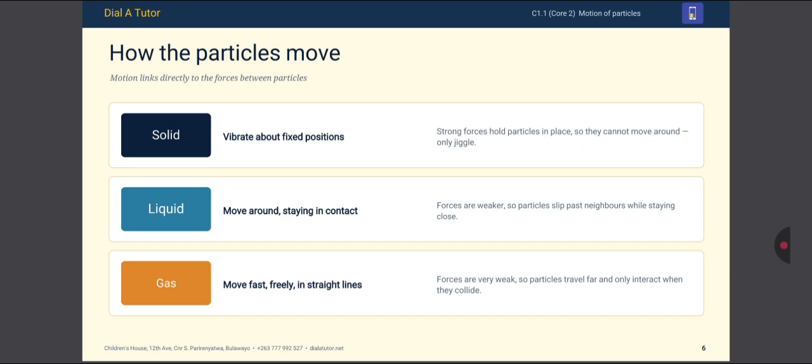Vibrate about fixed position. Why? You need to be in a position to give a reason as to why they vibrate about fixed position. Strong forces hold particles in place, so they cannot move around, only jiggle. Liquid forces are weaker, so particles slip past neighbors while staying close. And gas forces are very weak, so particles travel far, only interacting when they collide.